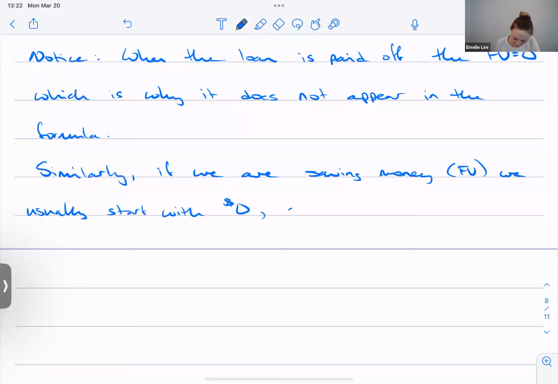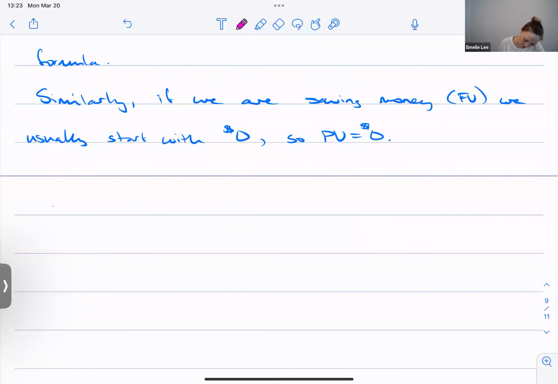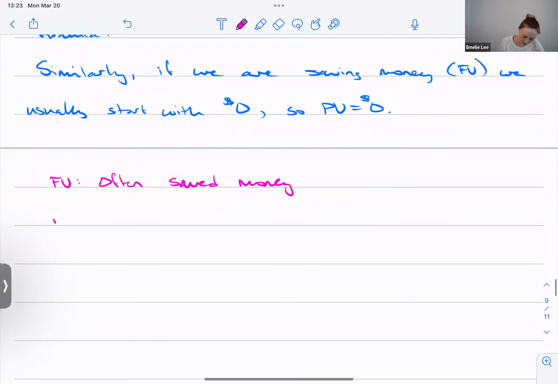So the present value is 0. Okay. Another general note is that if you're saving money, then that amount is the future value. So the future value is often saved money, right? And the present value is often borrowed money.